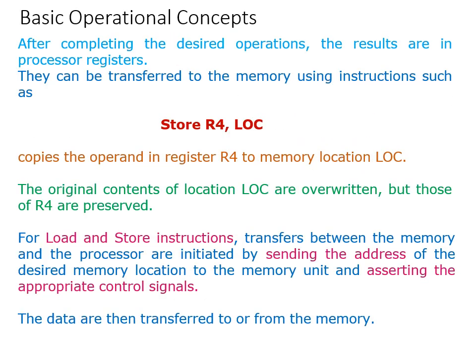Once the desired operation is performed, the result can be stored into a processor register, and this can be transferred to the memory using the instruction Store R4, LOC. This instruction copies the operand in register R4 to memory location LOC. Then the original contents of location LOC are overwritten, but those of R4 are preserved.